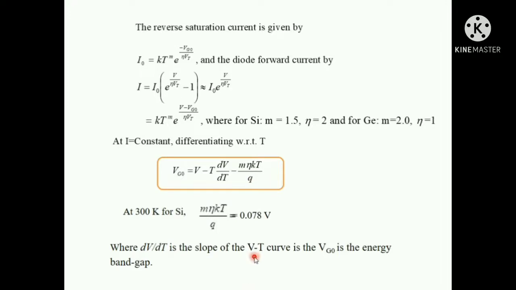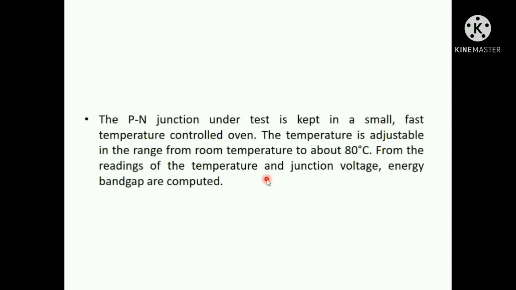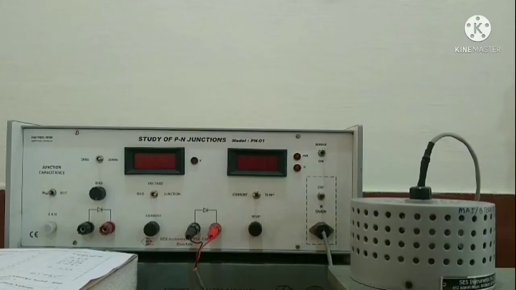At 300 Kelvin for silicon, this M eta kT upon Q is 0.078. Substituting this value and finding out the slope of the V-T curve, we can calculate VGO. So for this purpose, a PN junction is kept under test in a small fast temperature controller oven. The temperature is adjusted from the room temperature to about 80 degrees centigrade, and from the readings of temperature and junction voltage we can find out the energy band gap.